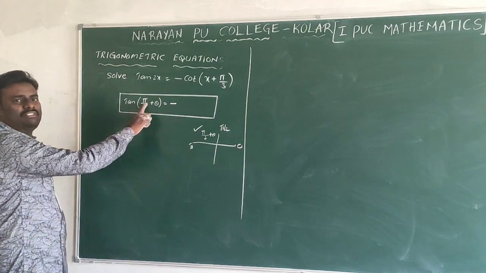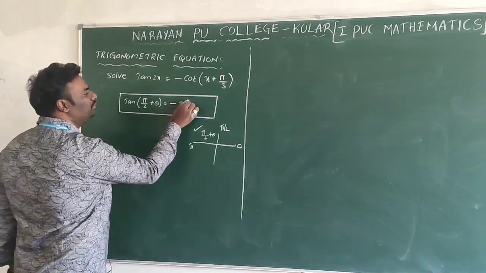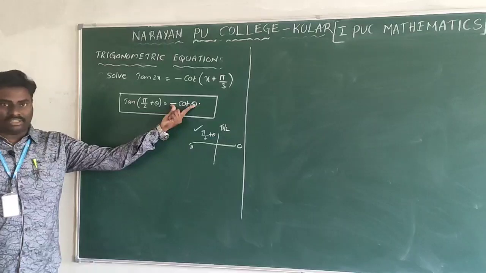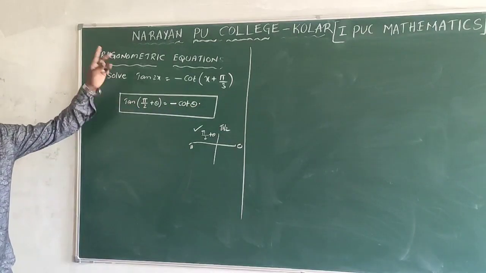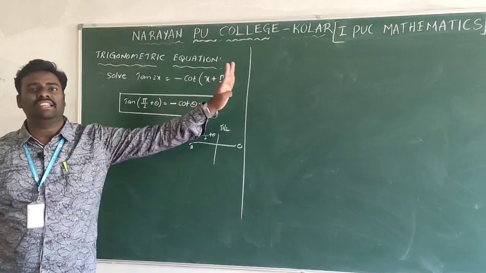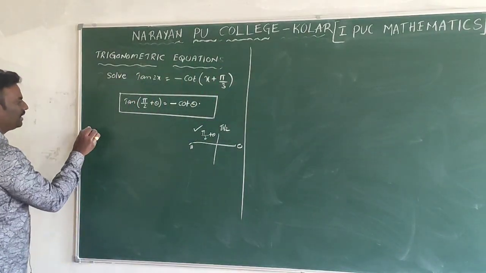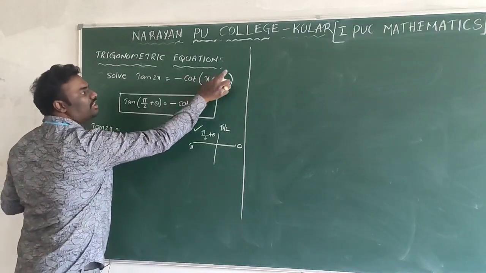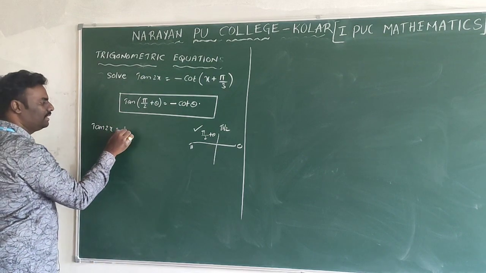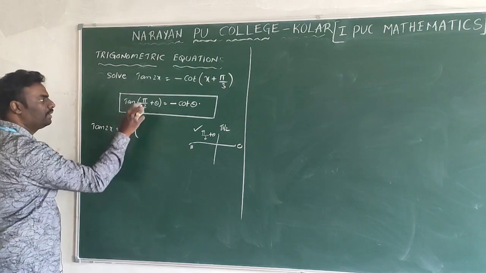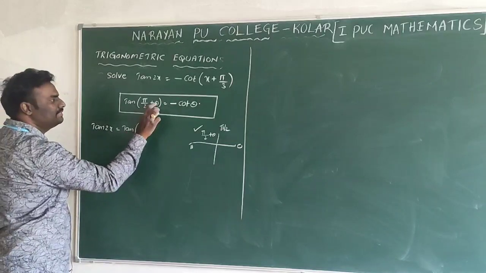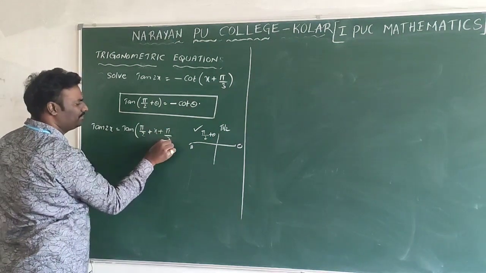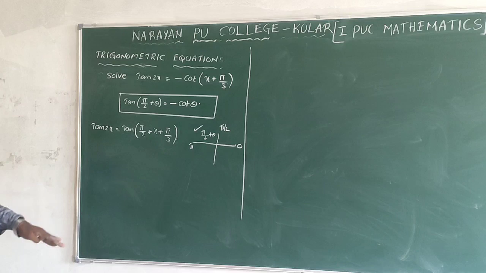For 90, the function will change. Tan is changed to cot. Now, if you convert this minus cot theta in terms of tan, the left side tan will be there, the right side tan will be there, and you can easily find the answer. Now, that's why I can write tan 2x is equal to minus cot theta, which can be written as tan of (pi by 2 plus theta), where theta is x plus pi by 3. Now you observe both sides tan is there.